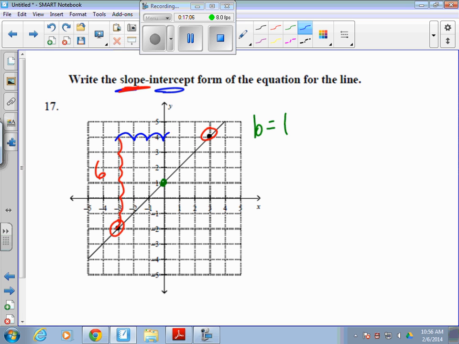How many times do you have to go right? 1, 2, 3, 4, 5, 6. To the right is +6. So your rise is 6 and your run is 6. So your slope simplifies to 1 as well.